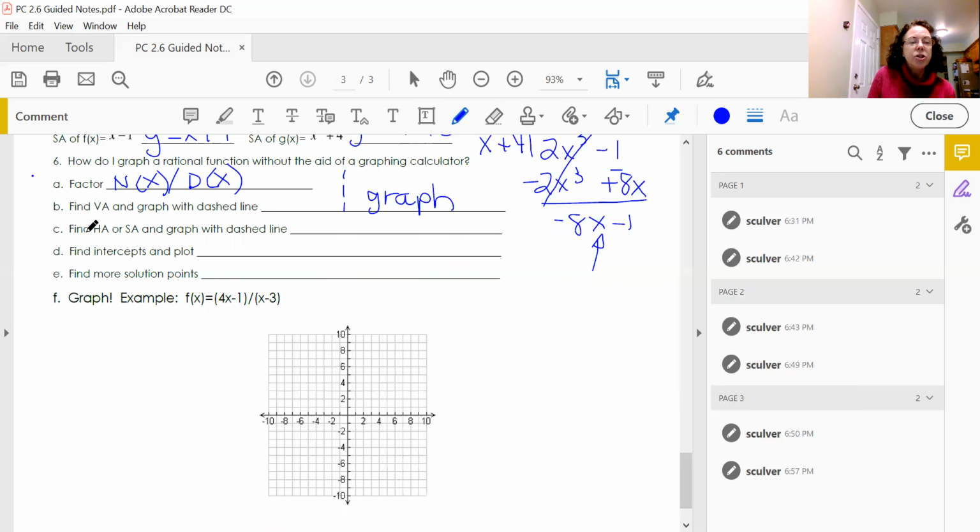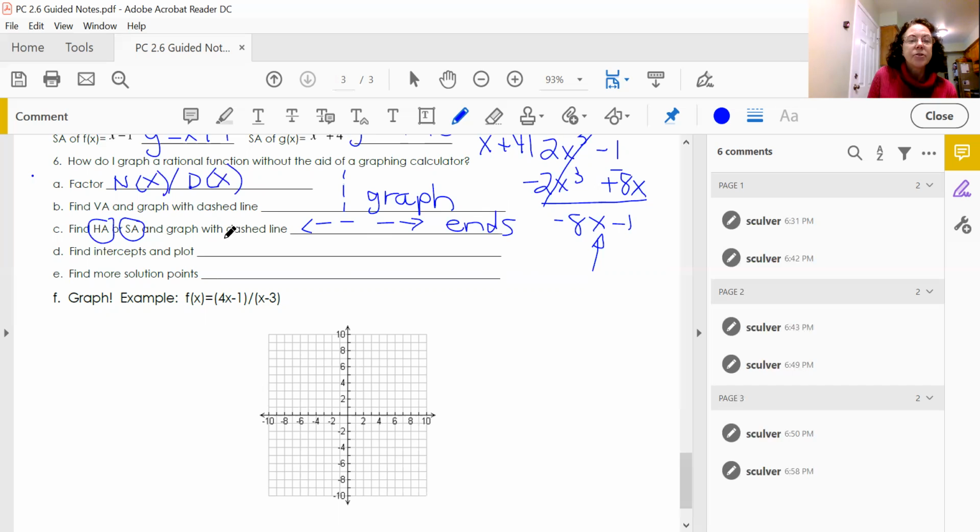Then we'll find the HA or the SA. Notice that it's one or the other. Either the ends end up slanted or they end up horizontal, right? And we graph that on the ends with the dashed line. We don't make it go all the way through the graph because the graph can cross a horizontal asymptote, just not a vertical. So just on the ends.